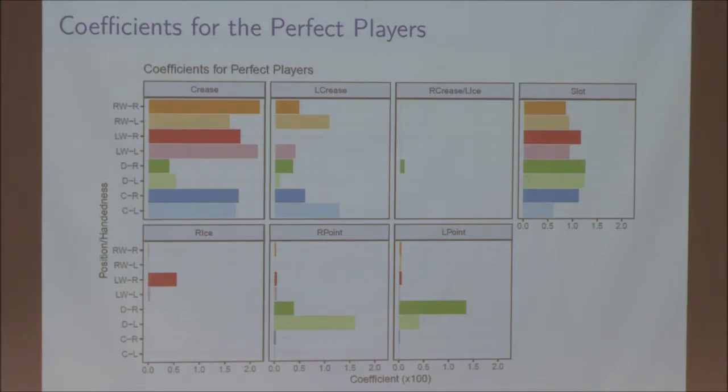For right wing, it doesn't quite matter what hand you are, but say for centers, right-handed centers tend to score more from the slot. Left-handed centers tend to score from the left-handed crease, which is why I was talking about Ovechkin being a little bit different, as he's right-handed and scores from the left crease. Right-handed left wingers are the only ones who score from the right ice, which is interesting because they're the only ones who do that.